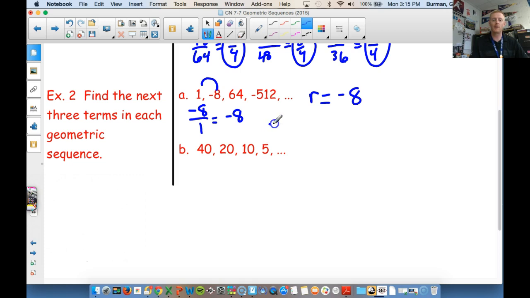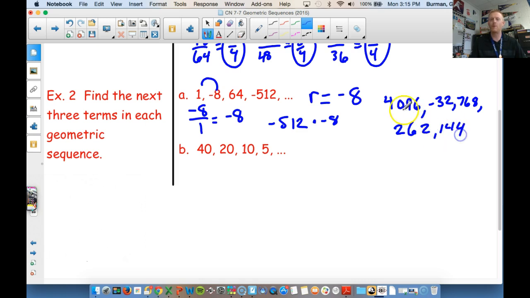Again, with my calculator, I'm going to take -512 and multiply it by -8. -512 times -8 gives me the answer of 4,096. So that's one of my numbers. And that number times -8 is -32,768. And then my third number times -8, I'm just going to bring it down here, is a positive 262,144. So those are my next three terms in the sequence. Those got pretty big pretty quickly.